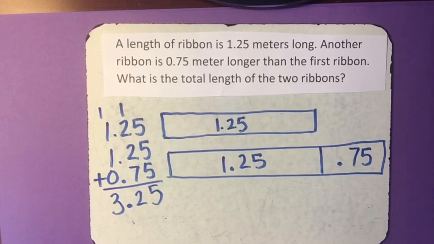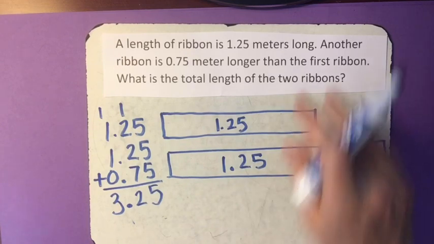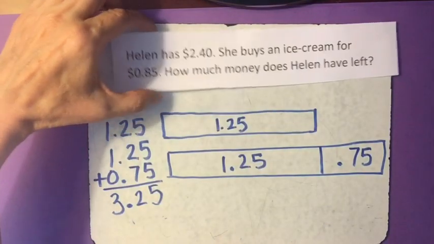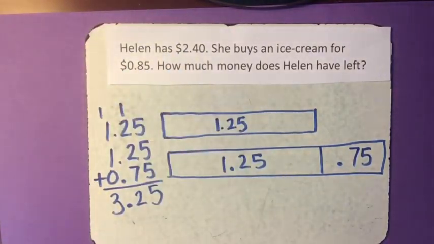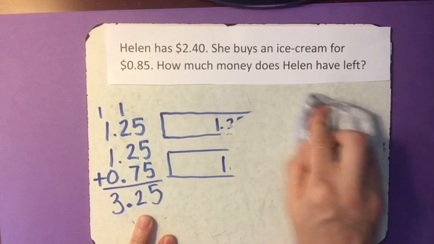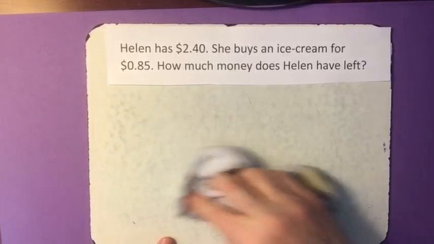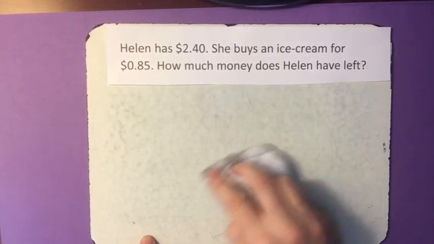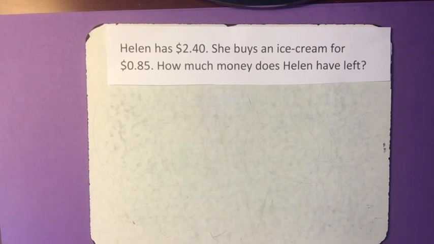Let's do another one. Okay. So here's the next one. You can read it while I'm erasing. Helen has $2.40. She buys an ice cream for 85 cents. How much money does Helen have left?